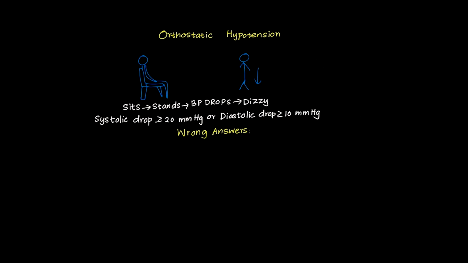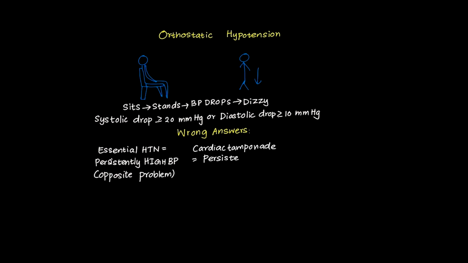Why not the other options? Essential hypertension is persistently elevated blood pressure, the opposite problem. Cardiac tamponade causes persistent low blood pressure from fluid compressing the heart, not a position-dependent drop. Supine hypertension is high blood pressure while lying down, not a drop upon standing.